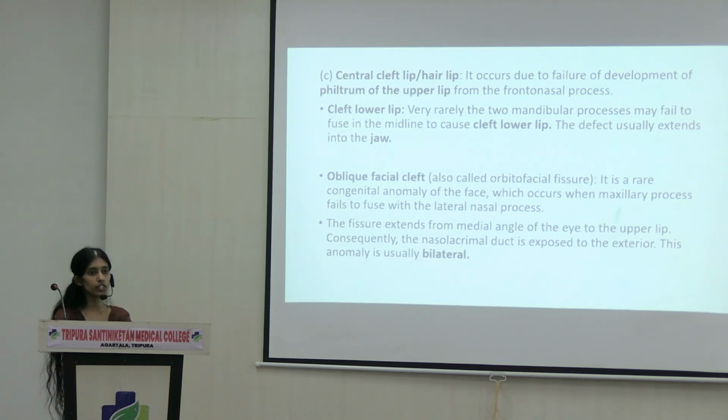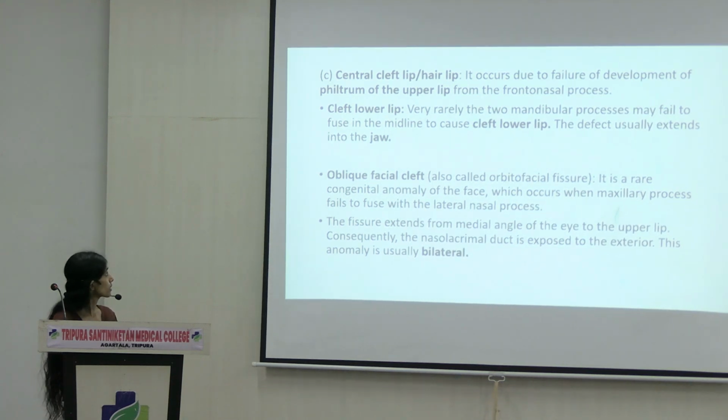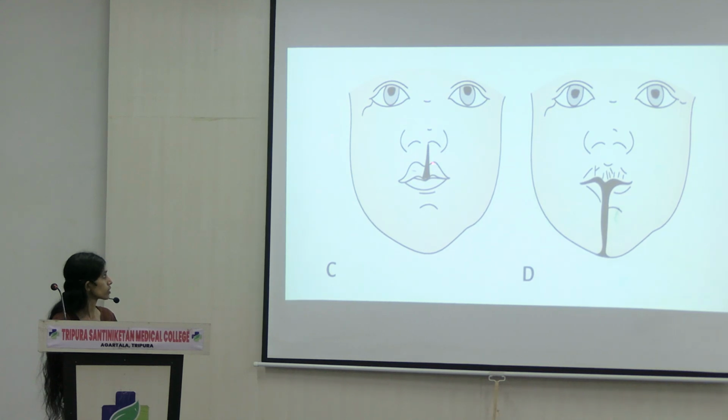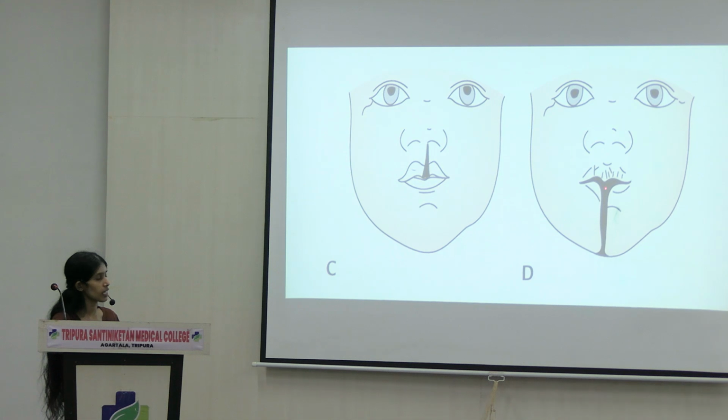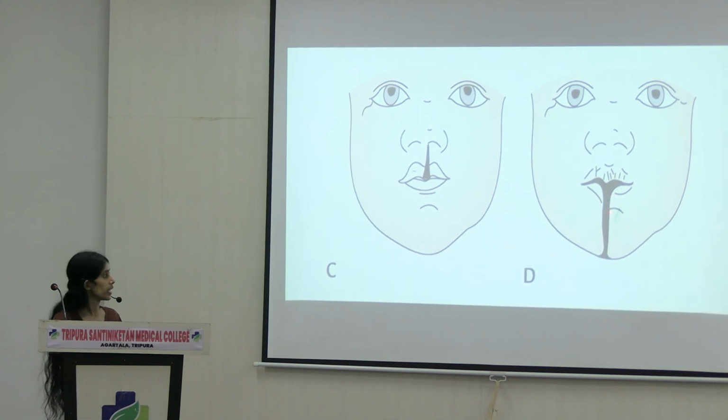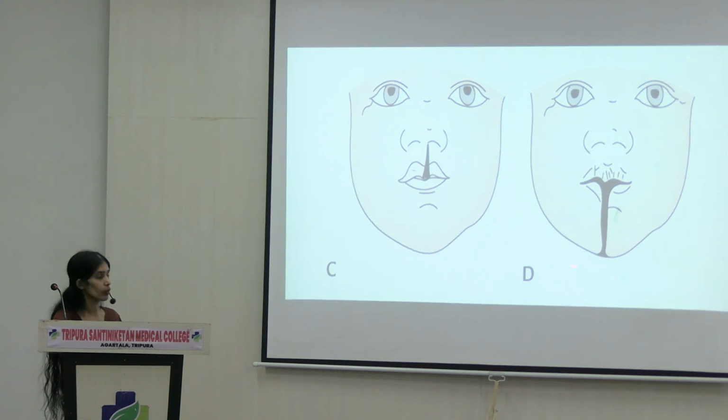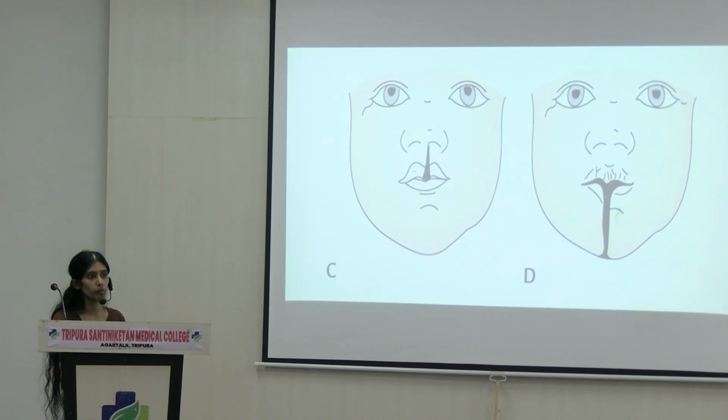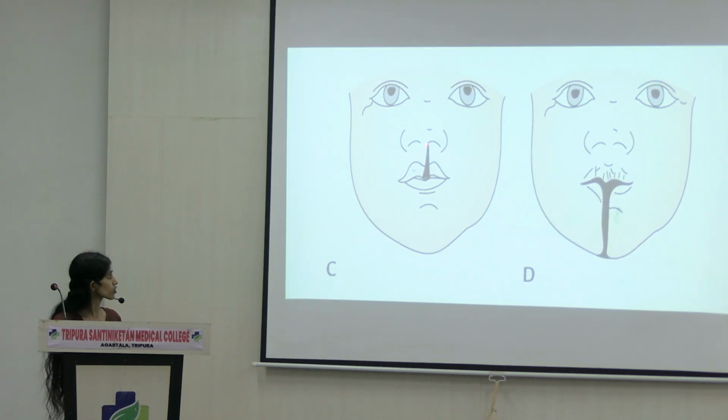So the next conditions are central cleft lip and cleft lower lip. Cleft lower lip, you can see here, is happening in the lower lip part. It is extending up to your lower jaw region. Okay. And this is your central cleft lip, which is happening exactly at the central part of the lip, and it is extending into your philtrum part.